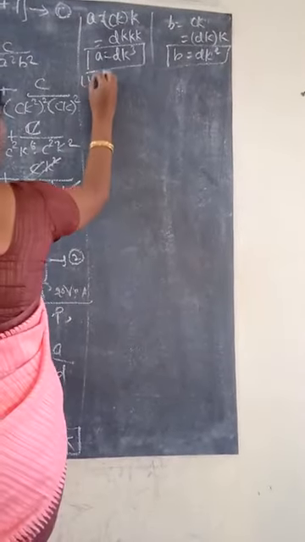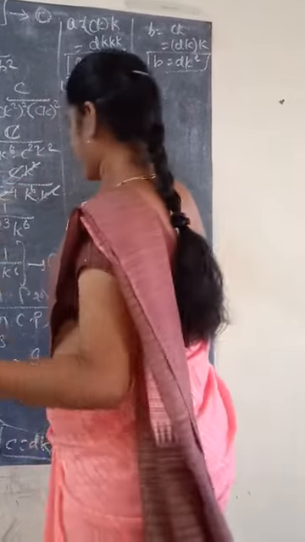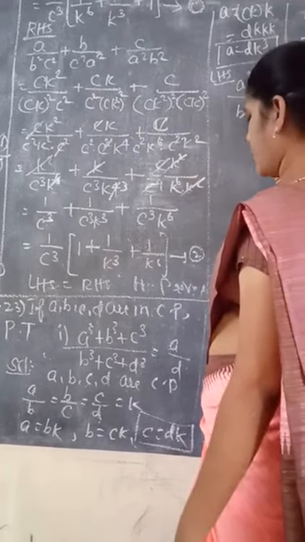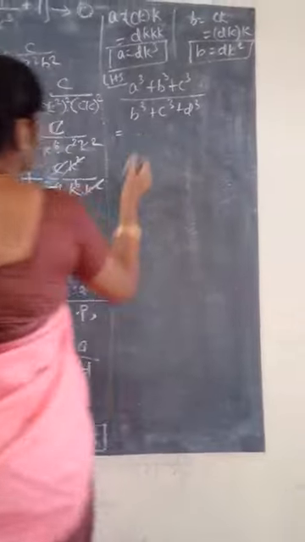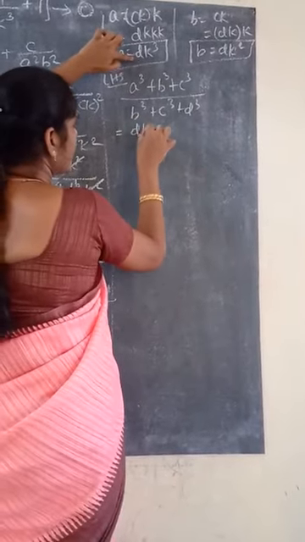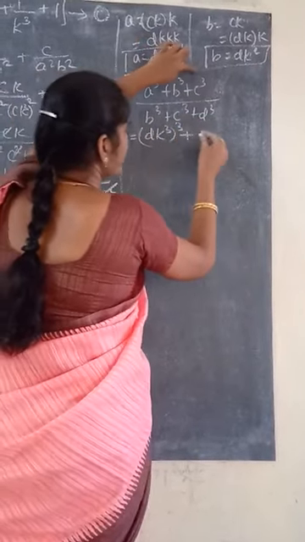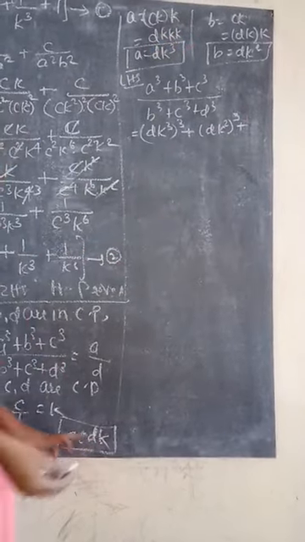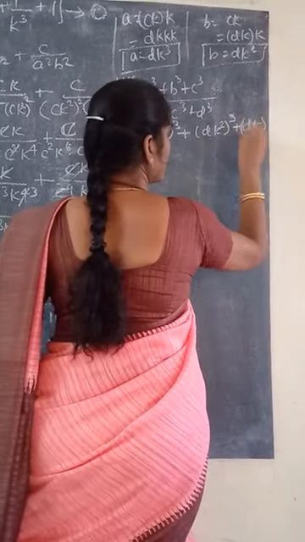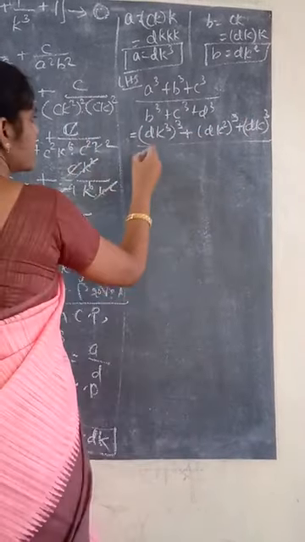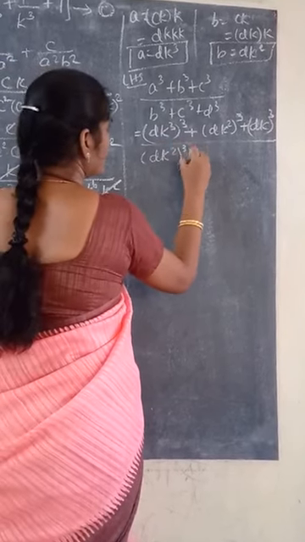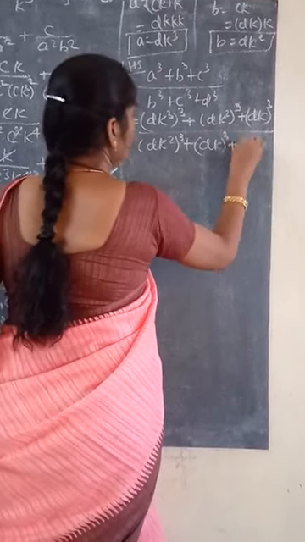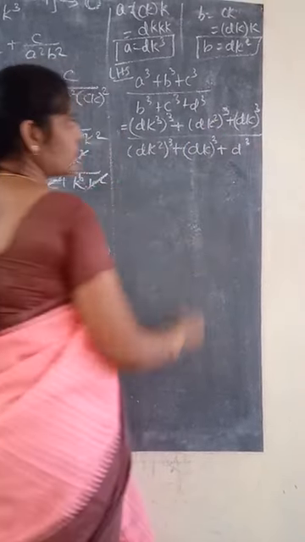First we need to take the left hand side term. What is the left hand side? a cube plus b cube plus c cube divided by b cube plus c cube plus d cube. Okay, what is a value? dk cube the whole cube plus b value, dk square the whole cube, plus c value dk, the whole cube, divided by b value dk square the whole cube plus c value dk, dk the whole cube, plus d. We don't have a d value, so keep it as it is.